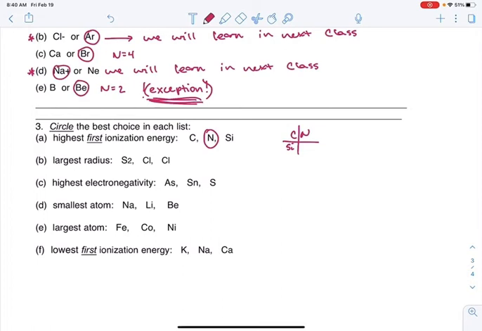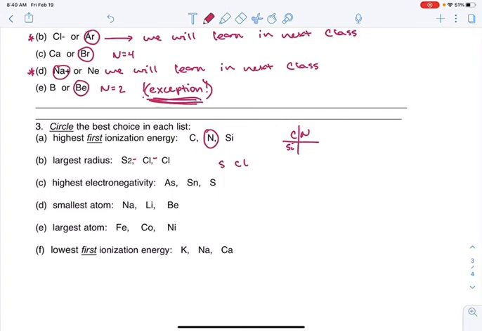The largest radius, so we have, let's see, what's it trying to tell me there with the S2? I think my document's a little funky. So this is largest radius. This should be S2 minus. This is chlorine minus, chlorine. Okay, so then if we look at the periodic table, we'll see that there's sulfur, then chlorine.